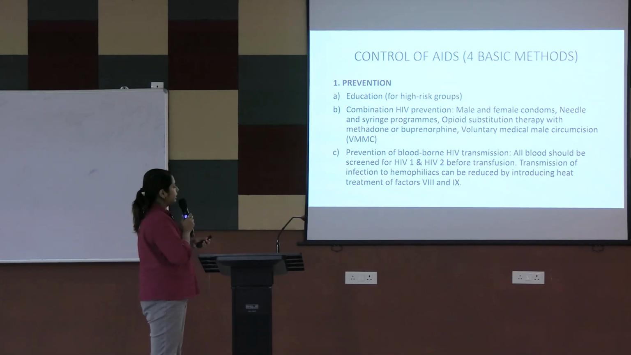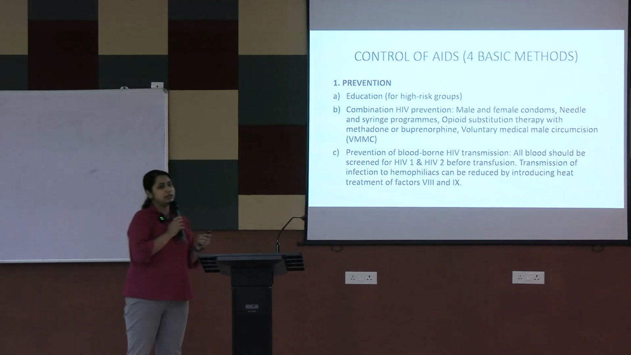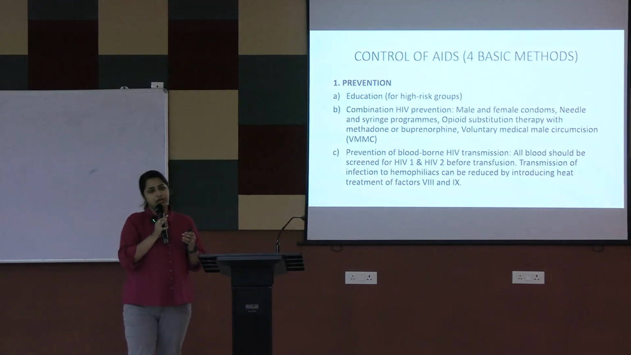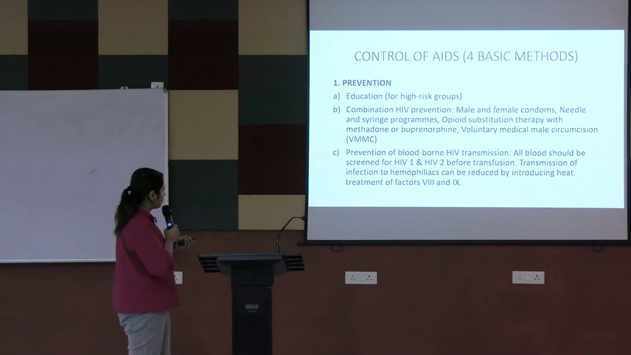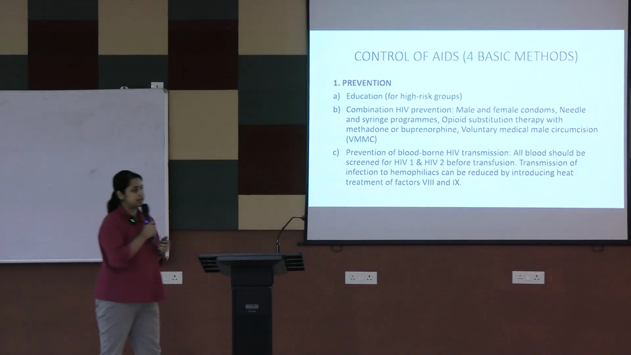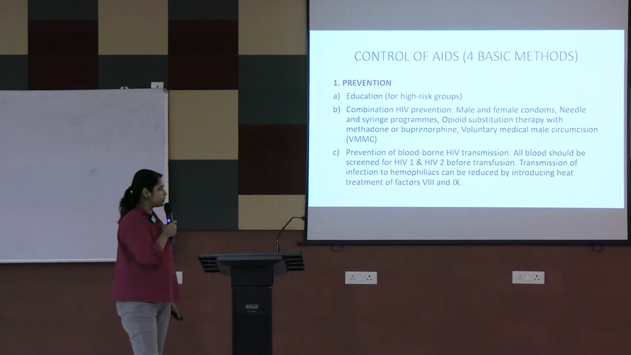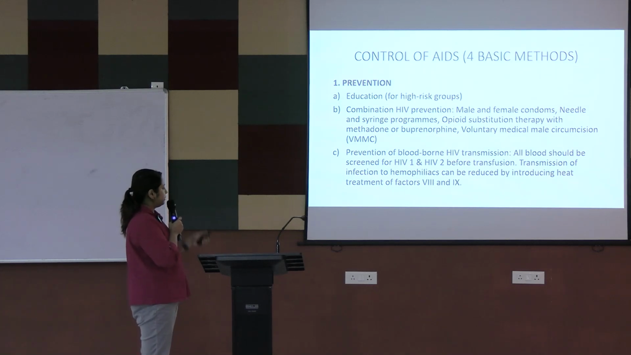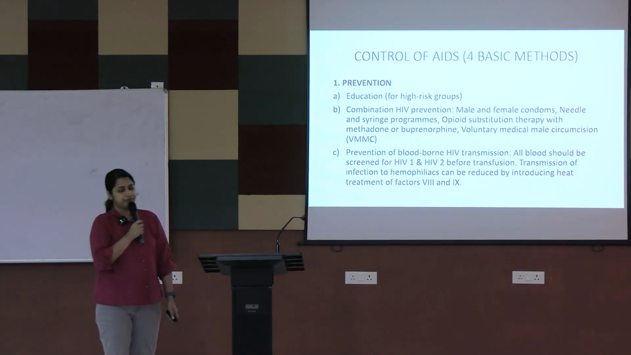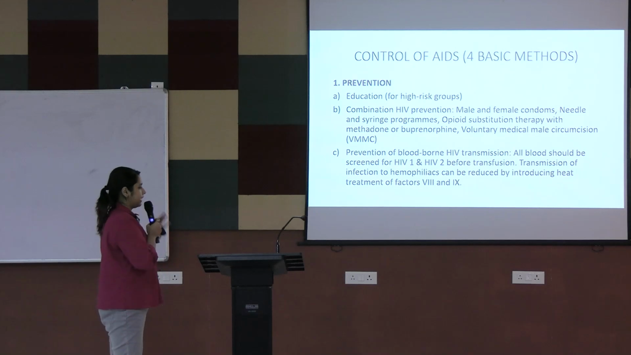Then you can do the needle and syringe programs, the opioid substitution therapy with methadone, and voluntary male medical circumcision. All these methods, if used in combination, can reduce the transmission of HIV. For prevention of blood-borne HIV transmission, all blood should be screened for HIV 1 and 2 before transfusion, and transmission of infection to hemophiliacs can be reduced by introducing heat treatment of factors 8 and 9. So for hemophiliacs and for patients receiving blood transfusion, the blood needs to be screened for any HIV virus.